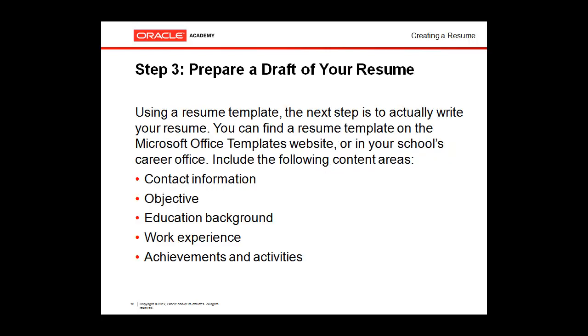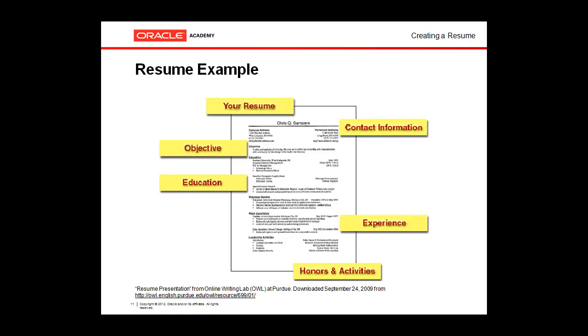Using a resume template, the next step is to actually write your resume. You can find a resume template on the Microsoft Office Templates website. Your school career office may also have resume templates you can use. Include the following content areas: contact information, objective, education background, work experience, achievements, and activities. Review the example. You can view this example from the online writing lab at Purdue in detail at the URL provided on this screen.